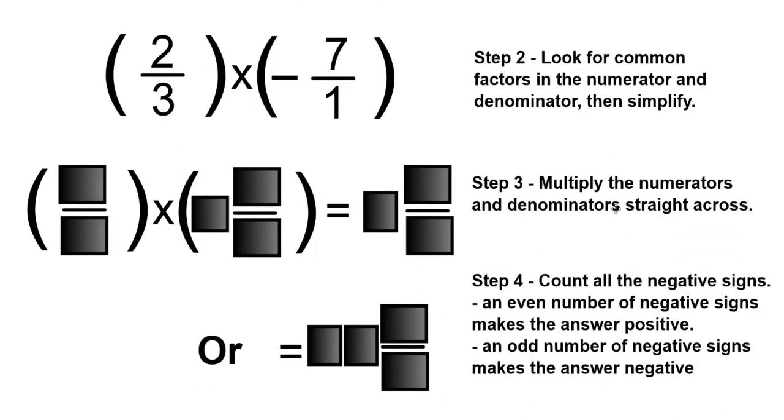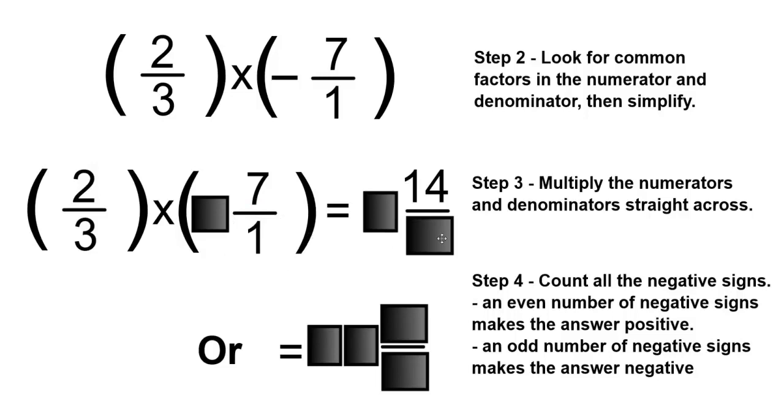Step 3, multiply the numerators and denominators straight across. Starting with the numerators, we have 2 times 7 is 14, and 3 times 1, which is 3. And we have a negative sign there.